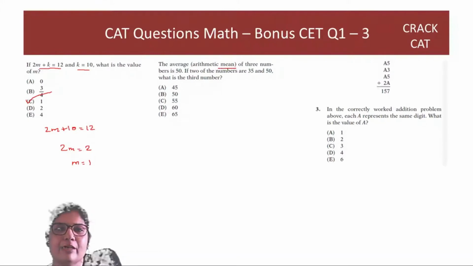The average, the arithmetic mean, of 3 numbers is 50. If 2 of the numbers are 35 and 50, then if the mean is 50, the sum is 150, correct? Out of which 35 and 50 are given, so the third number is going to be 65.